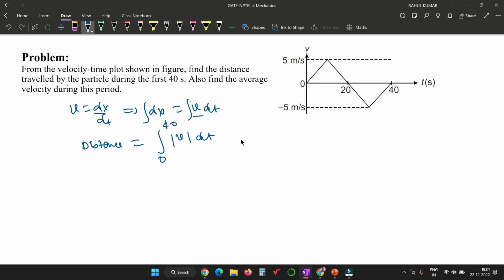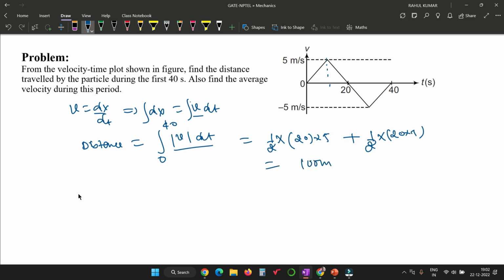So time is 0 to 40. In 0 to 20, I mean the area between the vt graph, you can do that, or you can just find the area of the triangle. What is the area of the triangle? 20 into 5. That area is between 0 to 20. Now you have to find the area between 20 to 40, and that area is actually negative, but you have to take it positive. So that is also 20 into 5. So you will get the answer 100 meter.